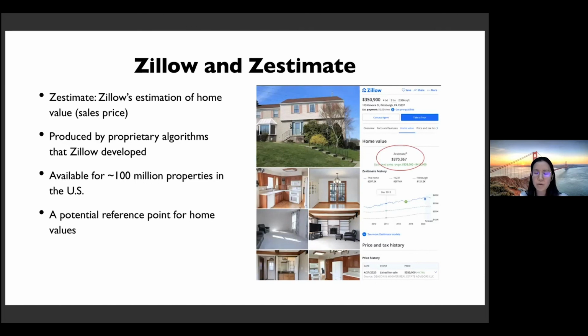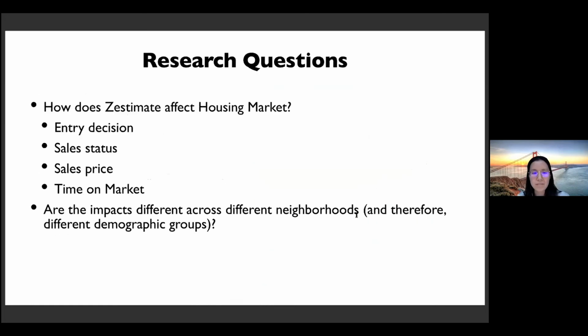So now if you want to know how much your property is worth, you don't have to go to an agent or appraiser and wait for several days. You can just go to Zillow and find the Zestimate of your property instantly. News articles and informal chats with people working in the housing industry suggest that many people now take Zestimate into consideration when evaluating properties. And this makes us curious, how does Zestimate affect the housing market?